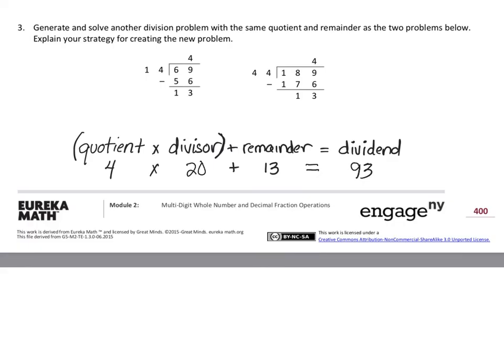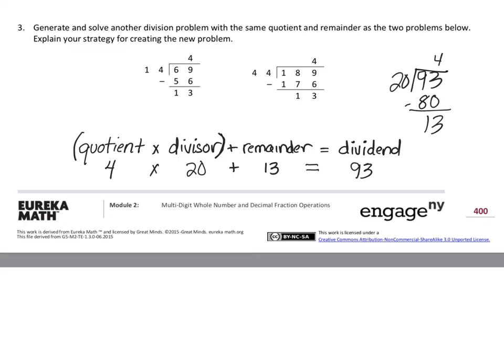So let's go ahead and write that out. 93, and we're going to divide that by 20. 20 goes into 93 4 times. 4 times 20 is 80. We subtract and we have 13. So we just came up with a new problem that has a quotient of 4 and a remainder of 13.